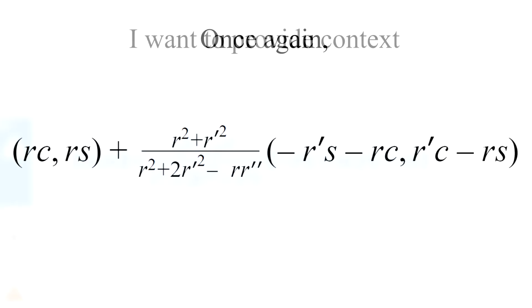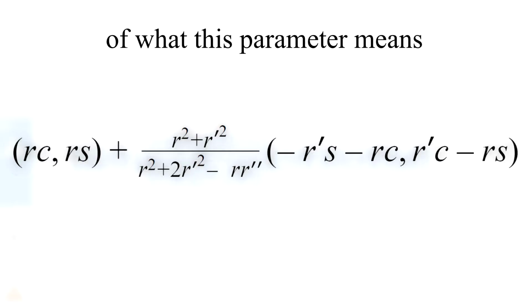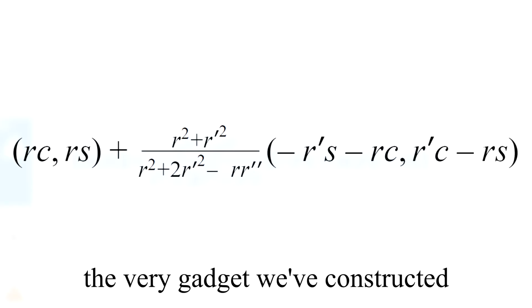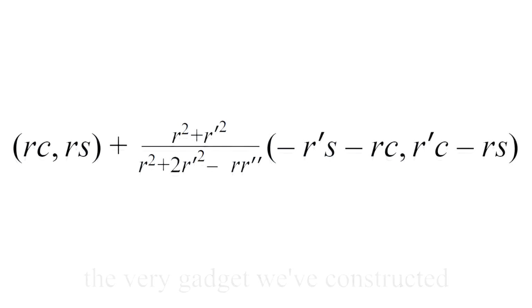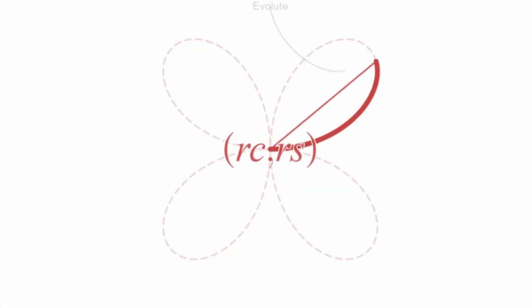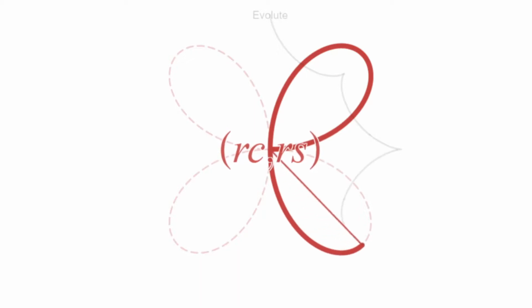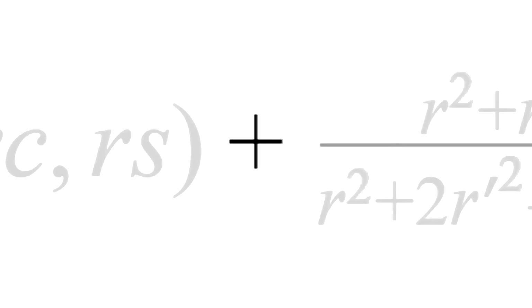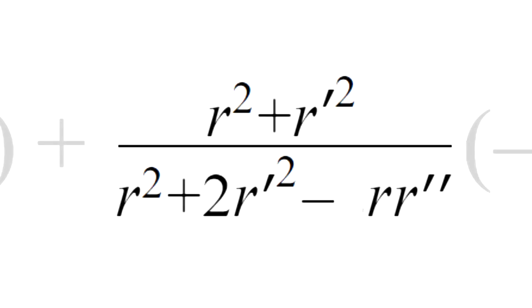Once again, I want to provide context of what this parameter means, and I'm gonna do that by breaking up the very gadget we've constructed. So first, this RC, RS coordinate here represents the polar curve that the evolute corresponds to, which is basically it. After that, this first coordinate is then added with this second coordinate with a huge factor on it.